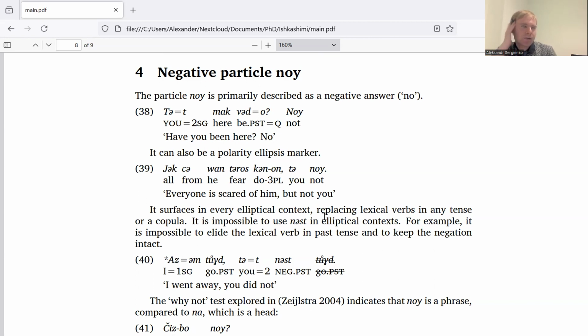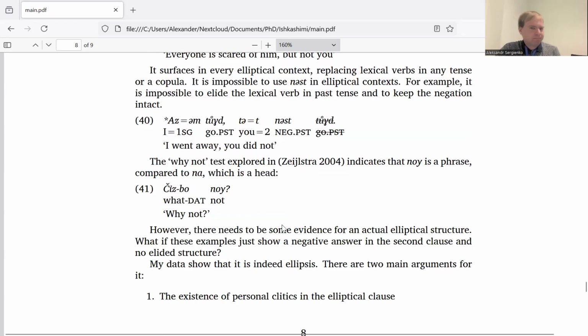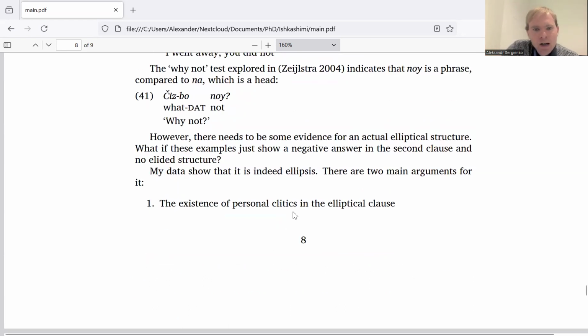So the non-elided structure is azamtucht, tit nistucht, right? So I would just drop the lexical verb and ask whether you can say azamtucht tit nist. But apparently you cannot say stuff like this. You need to say azamtucht tit noi. And a small detachment with the why-not test explored in Zelstra 2004 indicates that noi is a phrase as opposed to na being a head, but it's not important now.